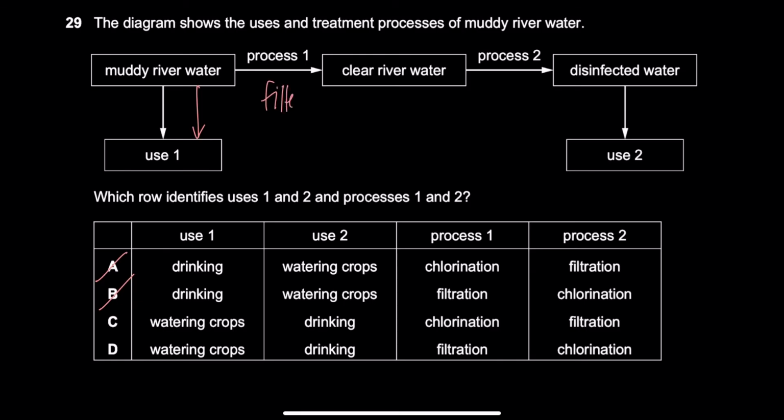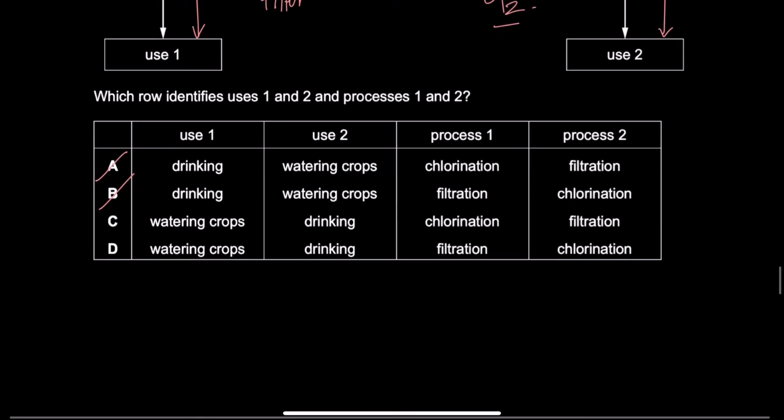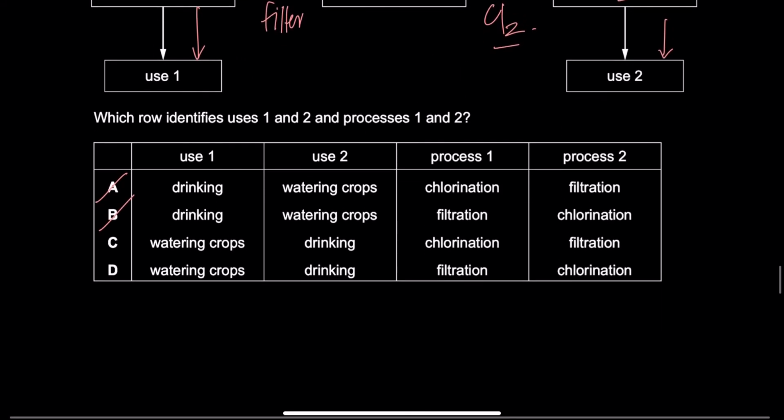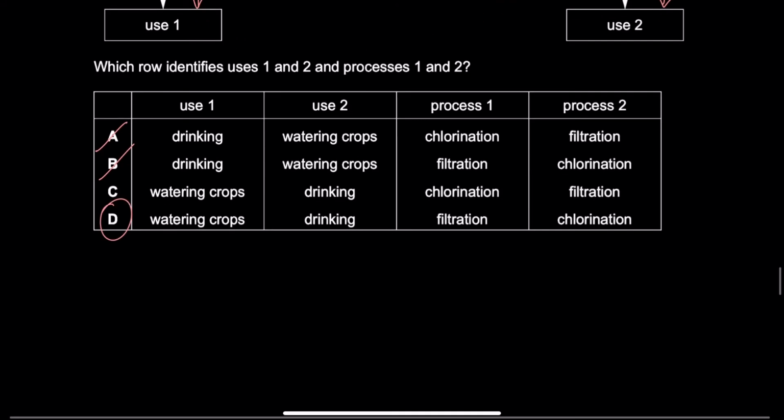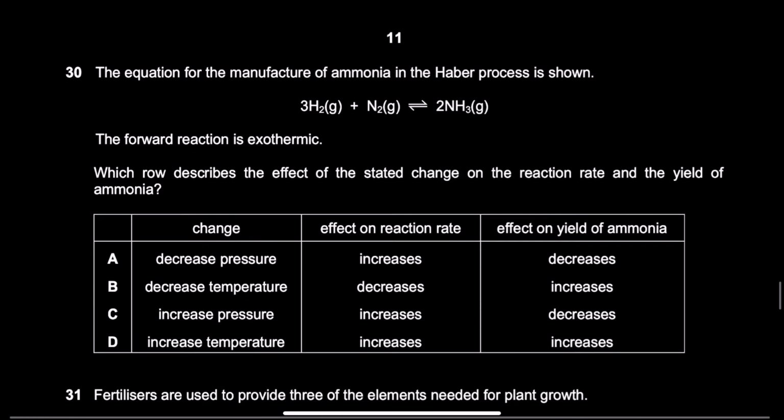So muddy water will have all that mud in it, and these are solids, and those solids will be filtered out into clear river water. Then how do you disinfect water? You disinfect water by adding chlorine to it to kill all the microbes or bacteria in it. And what is the use of disinfected water? The use 2 is literally drinking, right? So watering crops is use 1, drinking is use 2, process 1 is filtration, and the second process is chlorination. Therefore D is the right option.